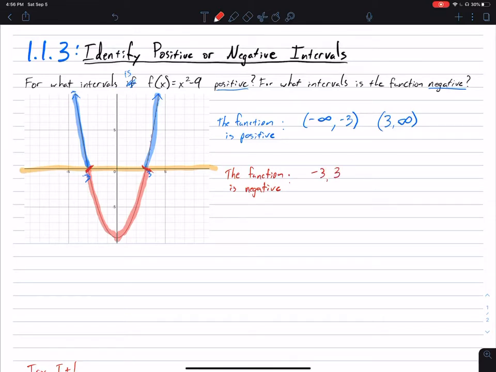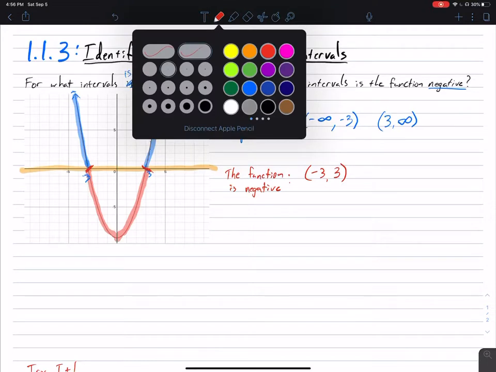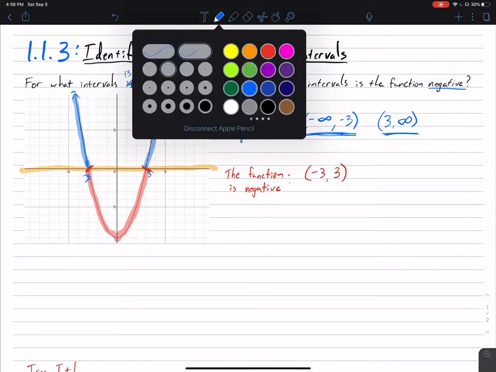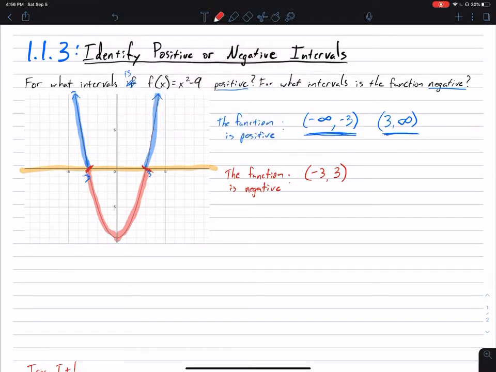And once again, at those 2 points, it's right along the axis. So we're going to use parentheses. Those are not included in either the positive intervals or the negative intervals. So this answers our question. For what intervals is f of x equals x squared minus 9 positive? Well, that would be negative infinity to negative 3, and 3 to positive infinity. And then for what intervals is it negative? That would be from negative 3 to 3.